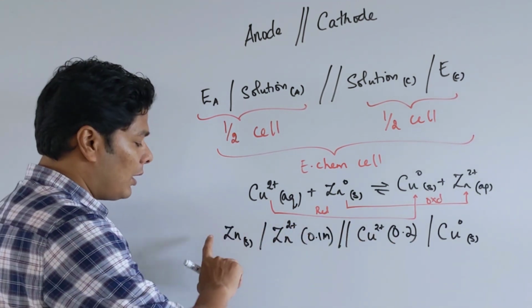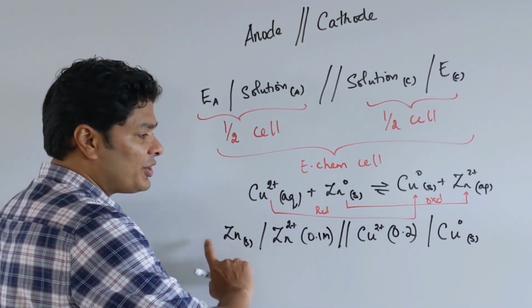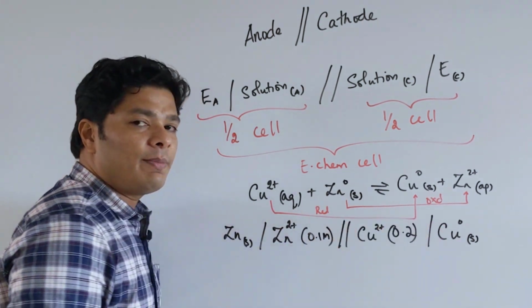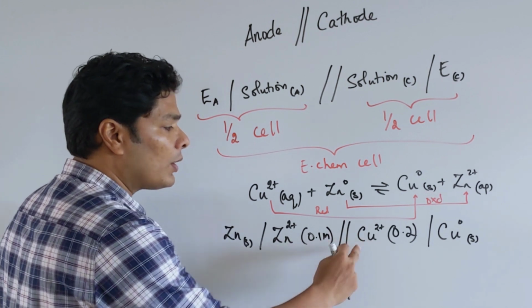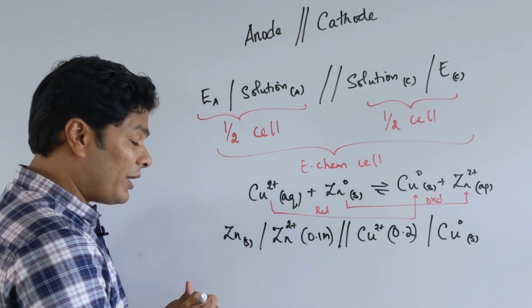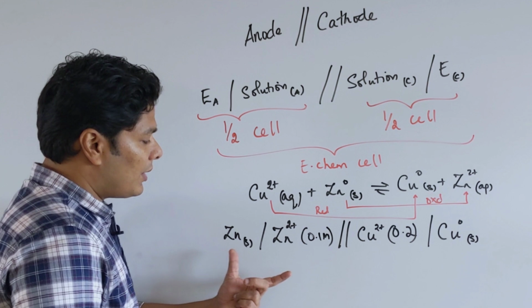All cells have the leftmost species and the rightmost species as solid, because you have to make electrical connections. Now here you can have gases or aqueous solutions, or even liquids if it is a molten salt. So this is what you have.